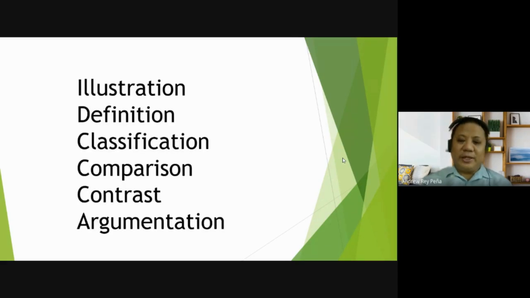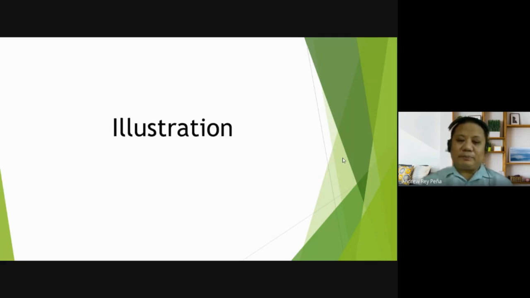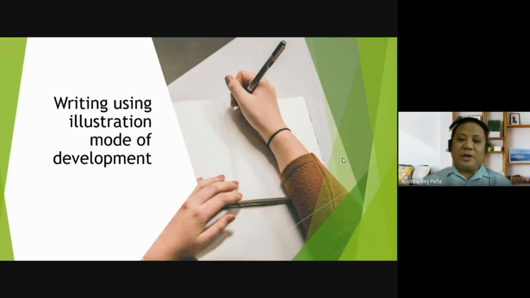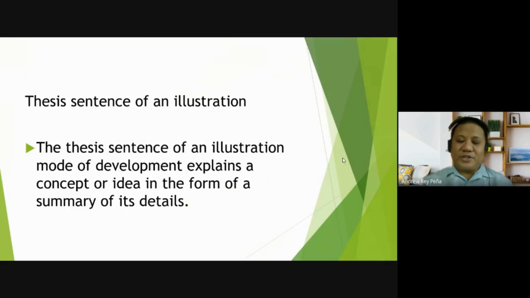So, this morning, we'll just discuss a few modes of development, particularly illustration, definition, classification, comparison and contrast, and argumentation. Let's start with illustration. An illustration mode of development makes use of examples to elaborate main ideas. Let's talk about writing using the illustration mode of development. Let's first discuss the thesis sentence of an illustration.